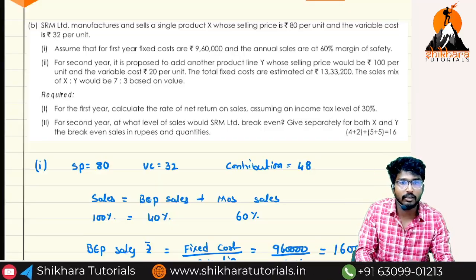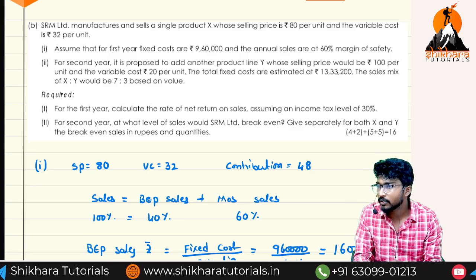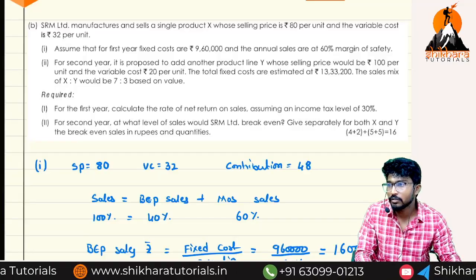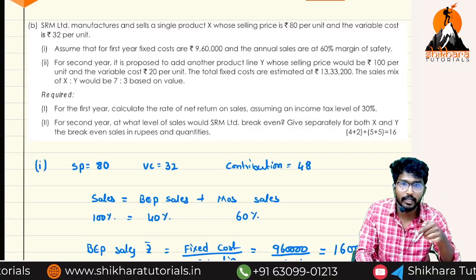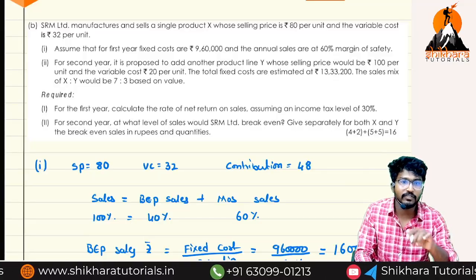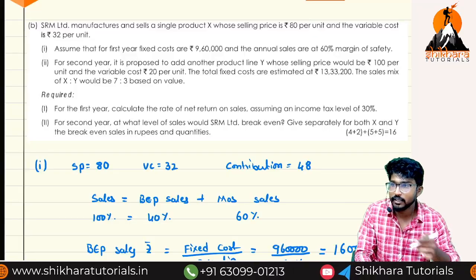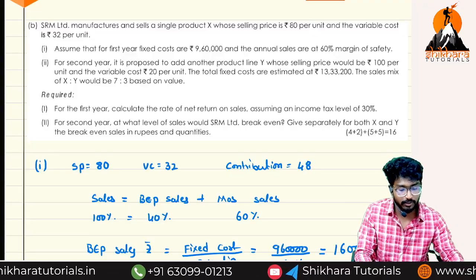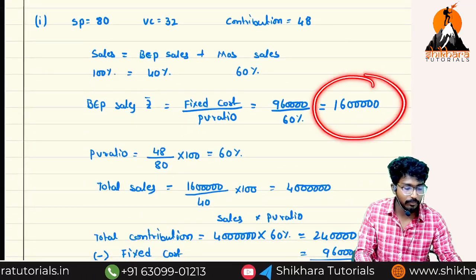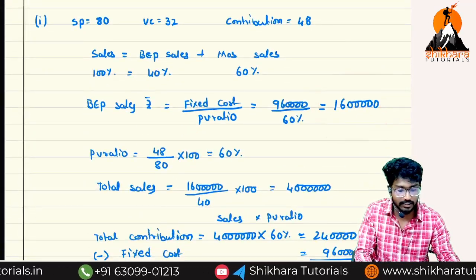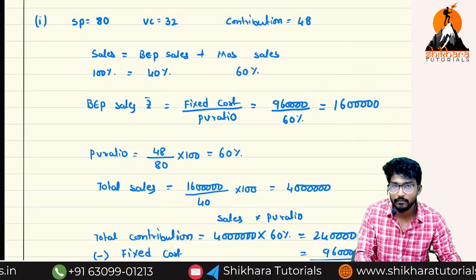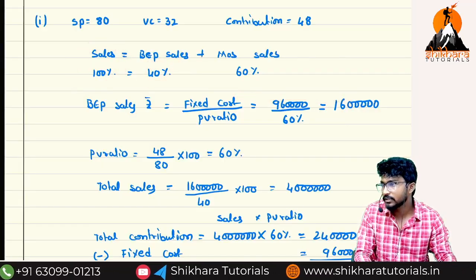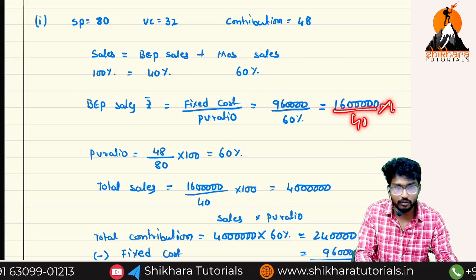Now we have data to calculate the BEP sales. Am I right? What is the formula for calculating the BEP sales in rupees? Fixed cost divided by PV ratio. What is the fixed cost we have? 9,60,000 divided by, what is the PV ratio? 60%. So 9,60,000 divided by 60%, we got a BEP sales of 16 lakhs. Now this 16 lakhs is equal to how much? 40%. If 16 lakhs is equal to 40%, then what is the sales value? 16 lakhs divided by 40 into 100.